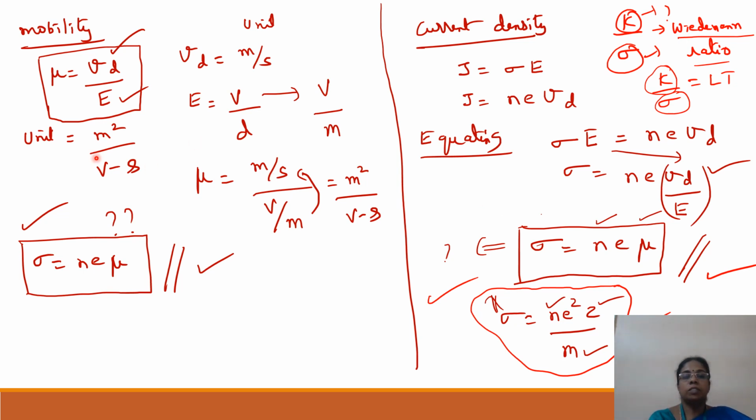Now other definitions you should know. Mobility is drift velocity by the electric field, and if you substitute all the units there, you will get the unit for mobility as meter squared per volt second. Because what is electric field intensity? It is the potential by the distance. Volt per meter is the unit, and drift velocity is meter per second. So when you substitute everything, you get meter squared per volt second.